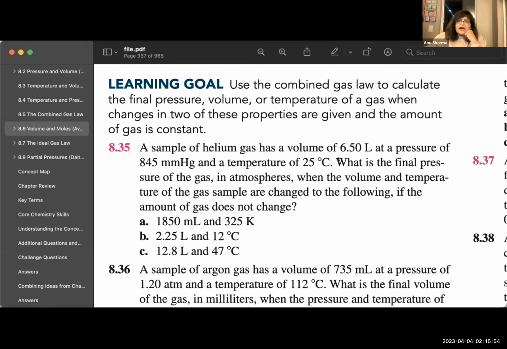Okay, so here I have written it down, and we have the final volume and temperature: the volume is 1850 and the temperature is 325 K. So let's solve this. Give me a minute.